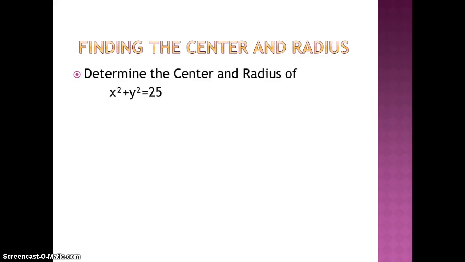Finding the center and radius. Determine the center and radius of x² + y² = 25. For this equation, since x is not being added or subtracted to anything and y isn't being added or subtracted to anything, our center would be at (0, 0). And to find our radius, we would need to take the square root of 25 to get 5.